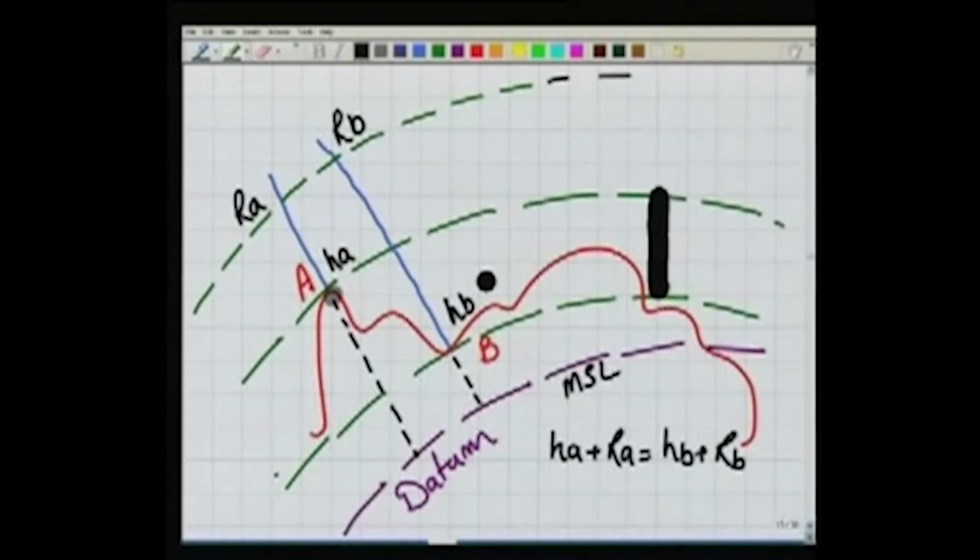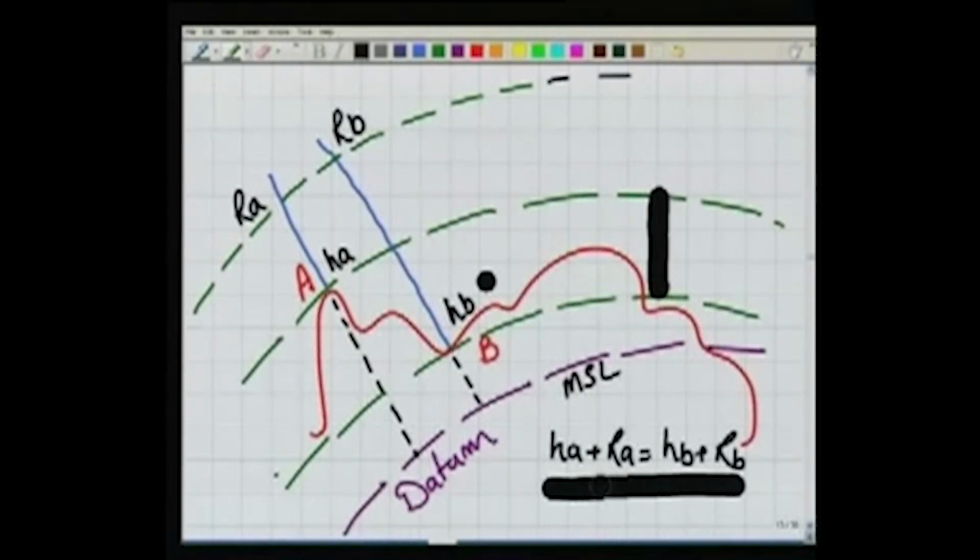At A I keep something over which I can take the measurements, and at B also I keep a similar kind of thing, let's say a vertical rod and another vertical rod. Now in between I establish one more surface which is parallel to my datum, an equipotential surface, along which I can bisect this rod and this rod. Wherever these rods are being bisected, this height we say RA and this height we say RB. So we can write the relation here again.